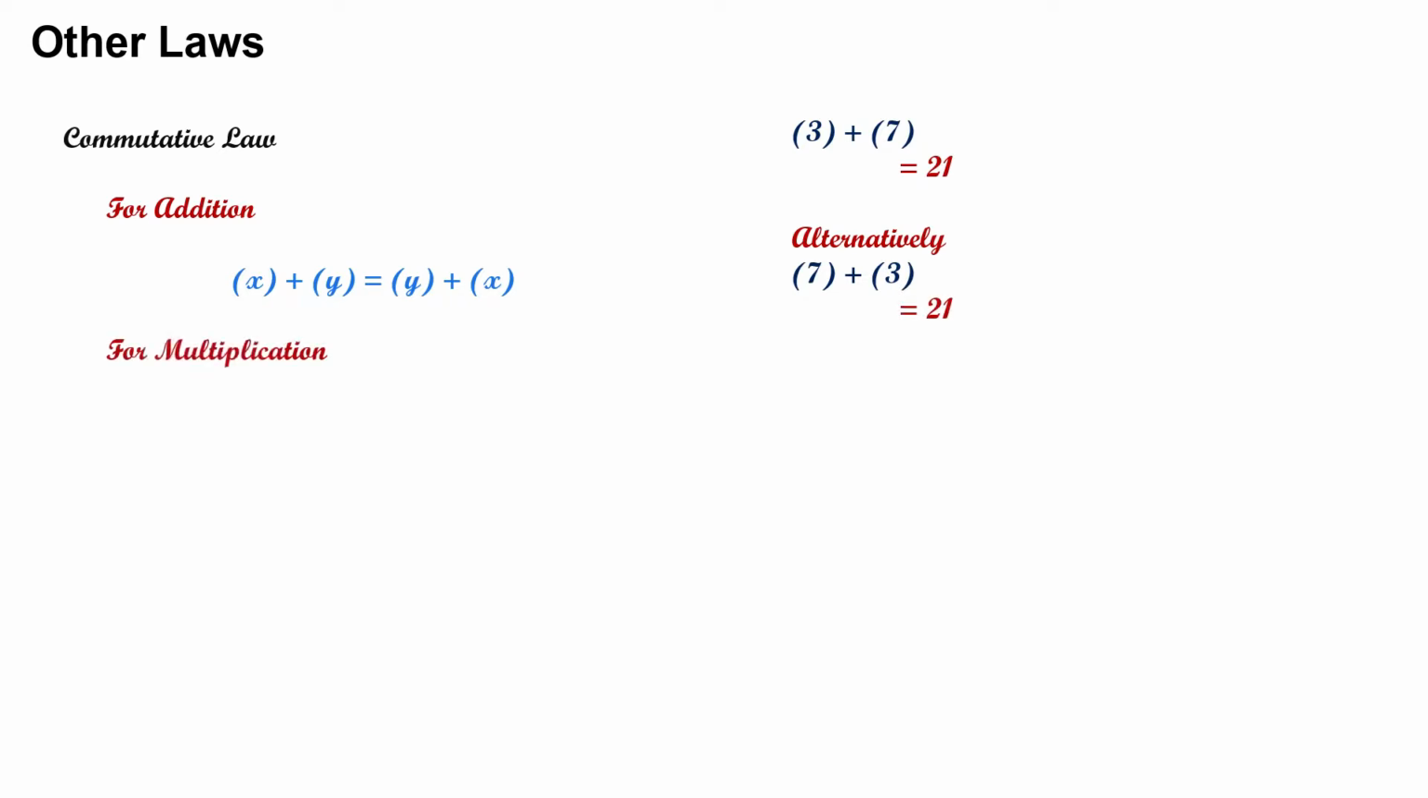Same is the case for multiplication. You can multiply x with y or you can multiply y with x. The resultant answer is the same. Let's say we have 8 into 6, the answer is 48. Alternatively, changing the position of the integers, we have 6 into 8, the answer is 48.